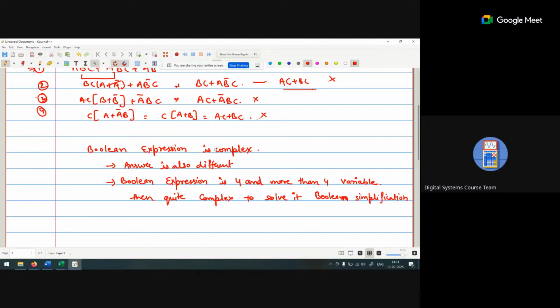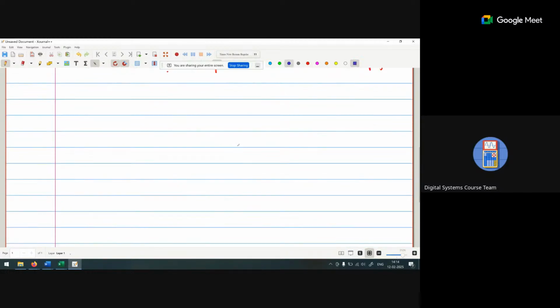So for this purpose, we go to the next technique, known as the Karnaugh map, or K map. The first thing with the K map is that when we define the indexing, we use the gray level.